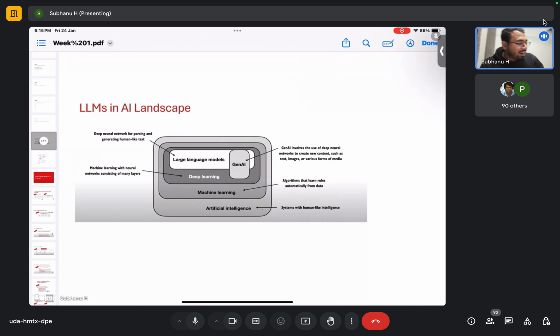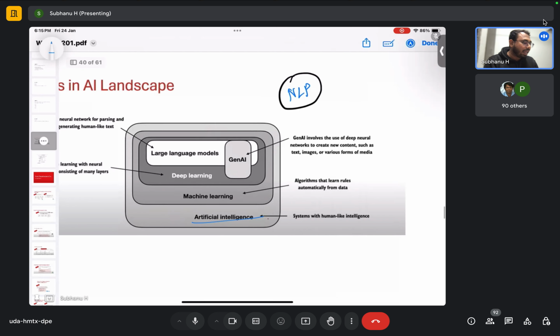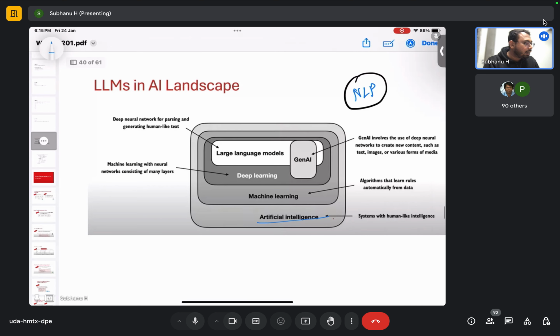And where there is NLP. You know that there is artificial intelligence, which is systems with human-like intelligence. Then we have machine learning, where we have developed algorithms which learn some rules automatically from data. What are those algorithms? Decision tree, random forest, support vector machine. They are the kind of algorithms which we call machine learning algorithms.